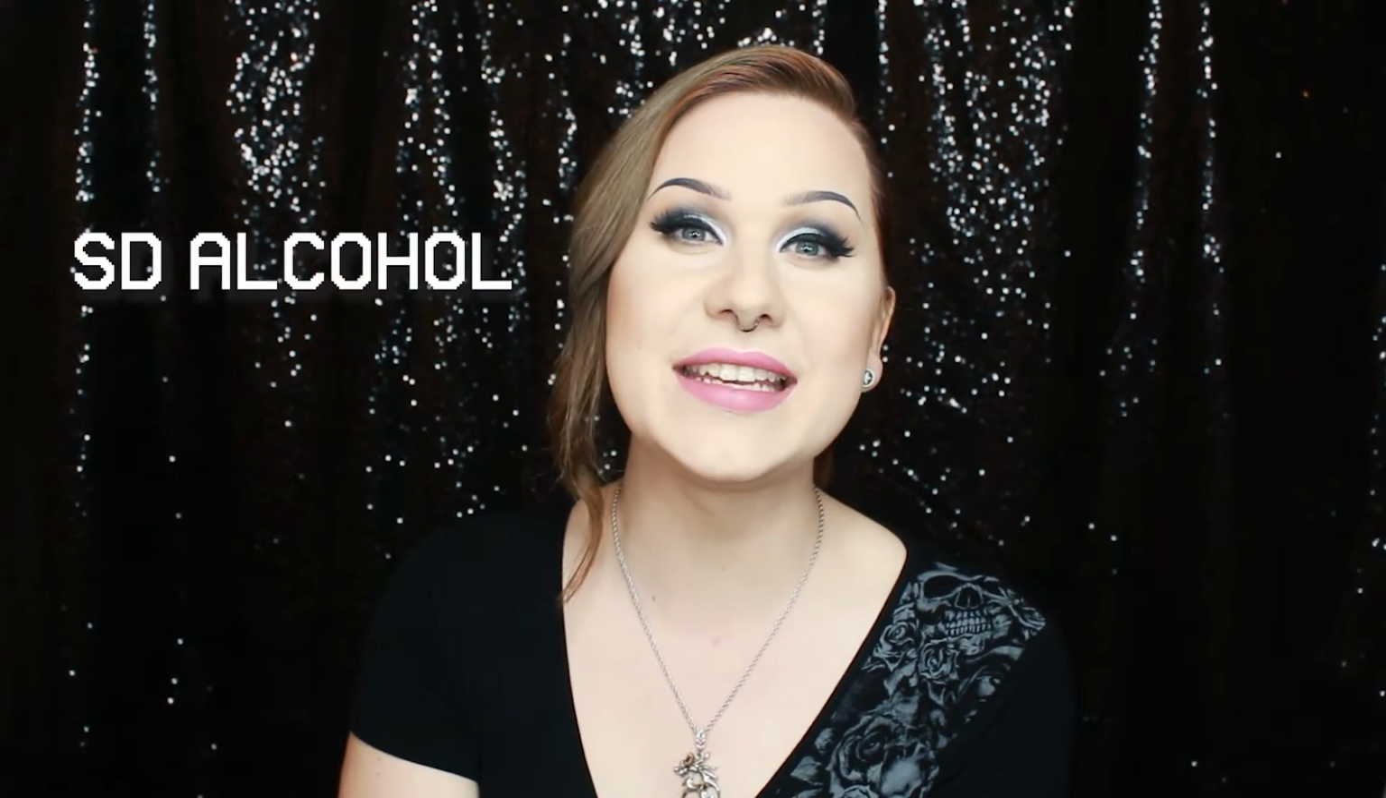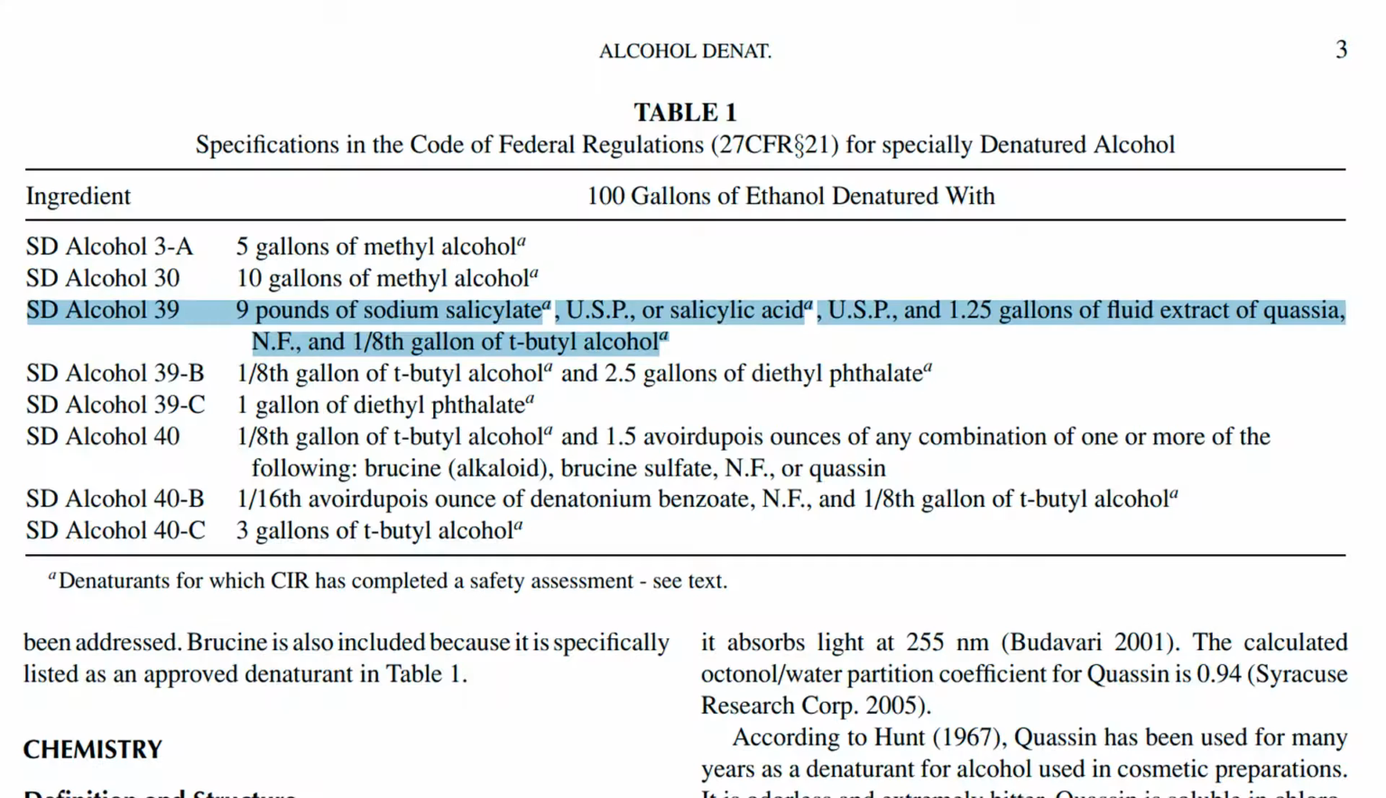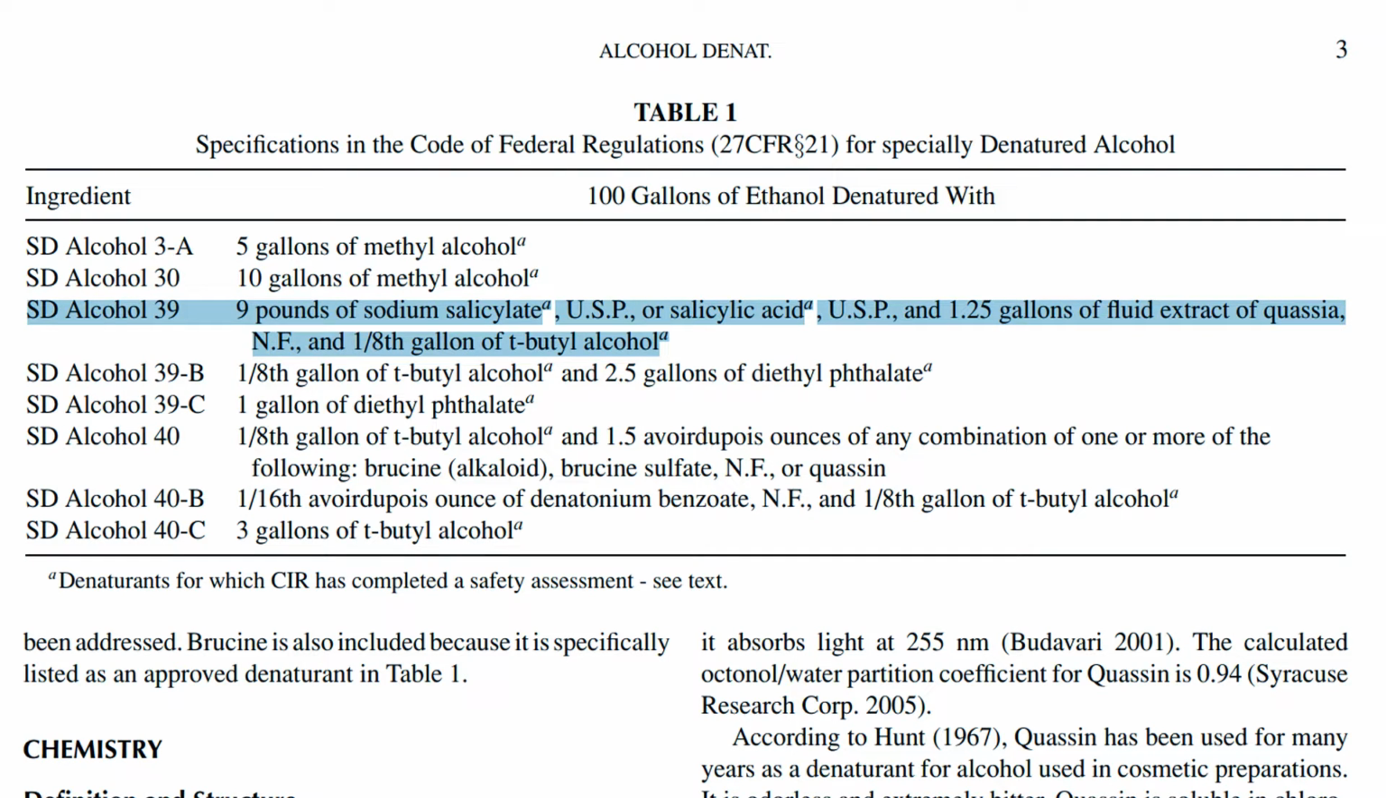So each of these different types of SD alcohol are actually denatured using a different method. And for the purpose of this video essay, I'm going to be concentrating on SD alcohol 39 and 40. As you can see from table 1 in this paper, the specification of federal regulation required for these alcohols is as follows. SD alcohol 39 requires 9 pounds of sodium salicylate, USP or salicylic acid, my favorite, USP, and 1.25 gallons of fluid extract of quassia, NF, and 1/8 of a gallon of T-butyl alcohol. That to me sounds like quite a recipe.